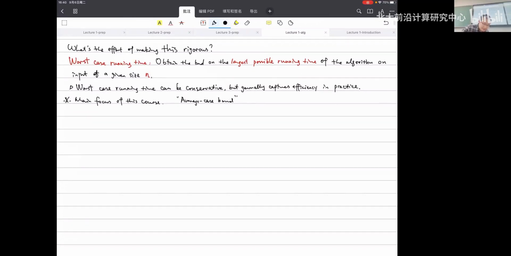Okay, so after having this definition of the worst case running time, we then want to have a better understanding of which algorithms are efficient.